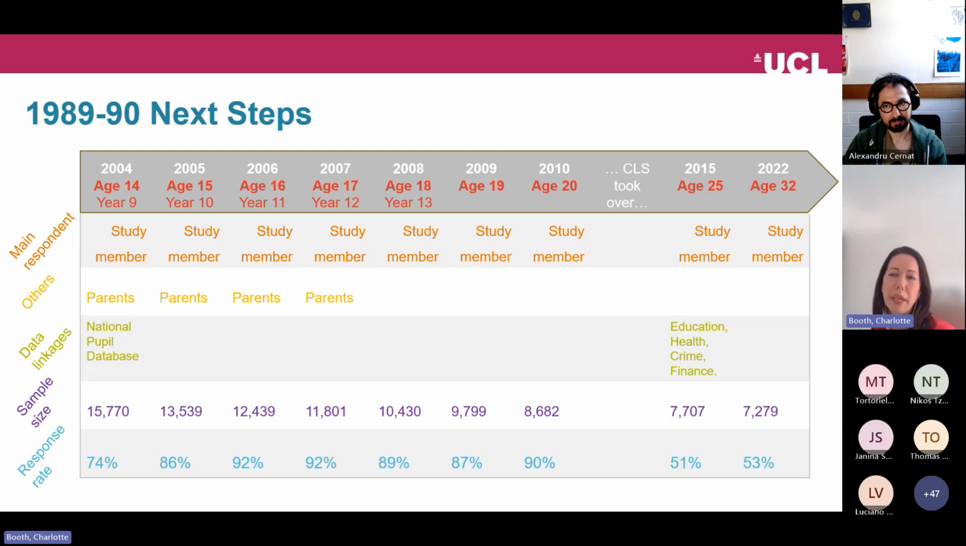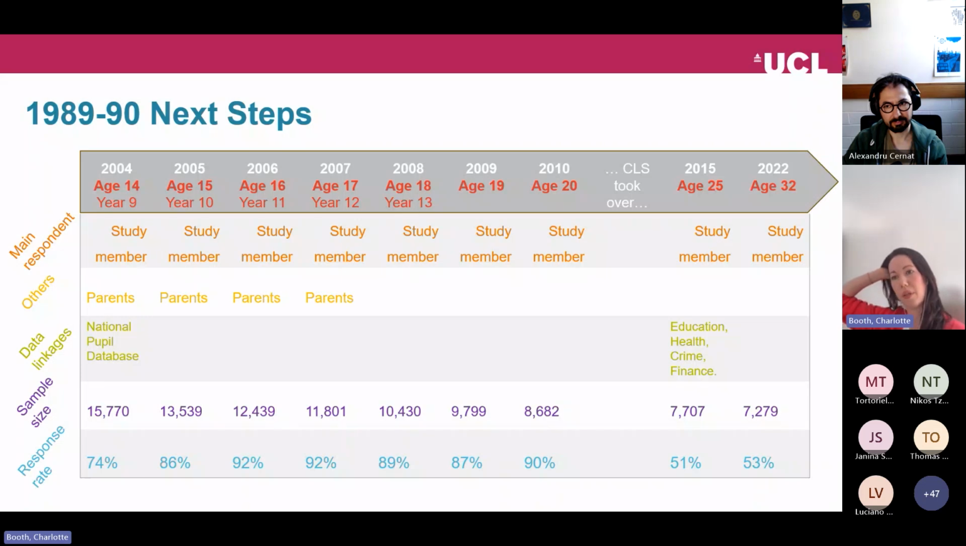The National Pupil Database is basically education records for all English students, and it has things like their exam results across all key stages and school characteristics and lots of great information. And then at age 25, after CLS took it over, there was a request from the sample to do more data linkages, so to continue linking to education records, but also to health and crime and finance records as well.